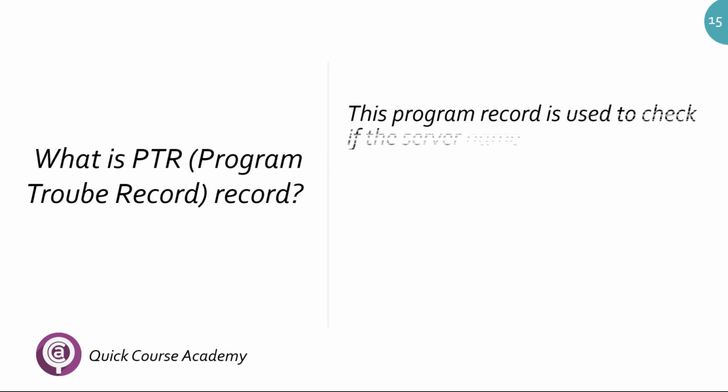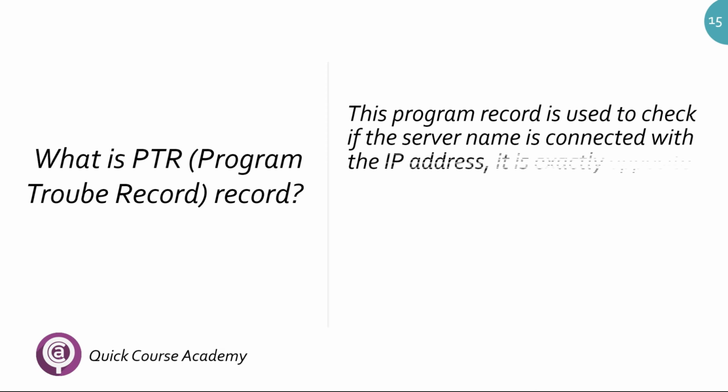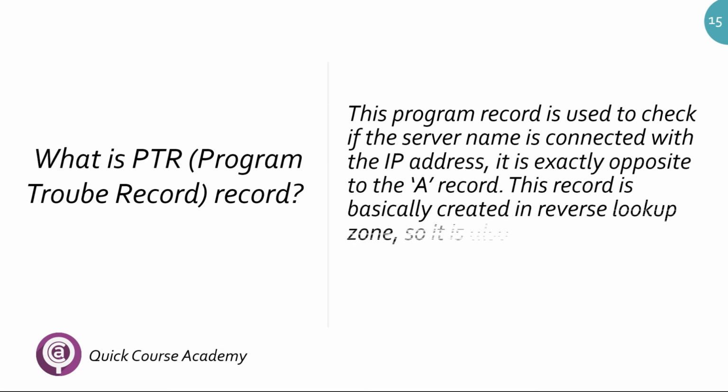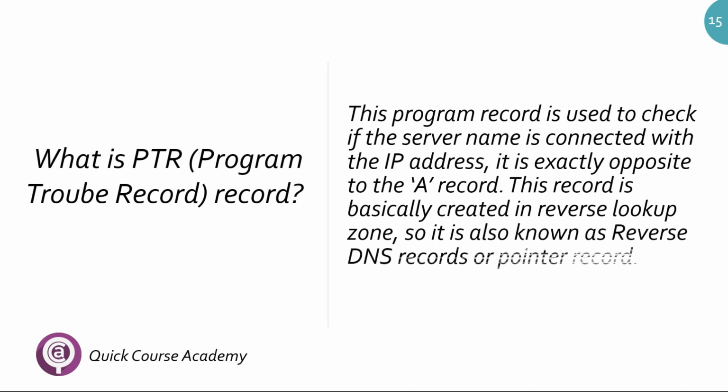What is PTR record? This record is used to check if the server name is connected with the IP address. It is exactly opposite to the A record. This record is basically created in reverse lookup zone. So it is also known as reverse DNS record or pointer record.